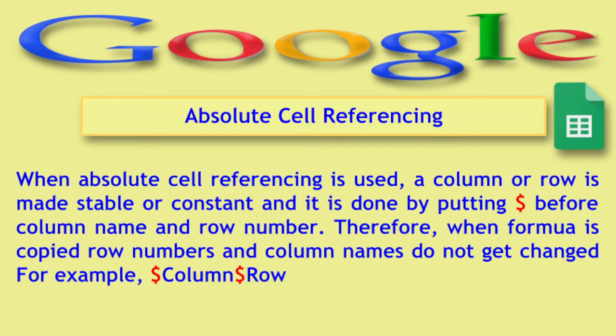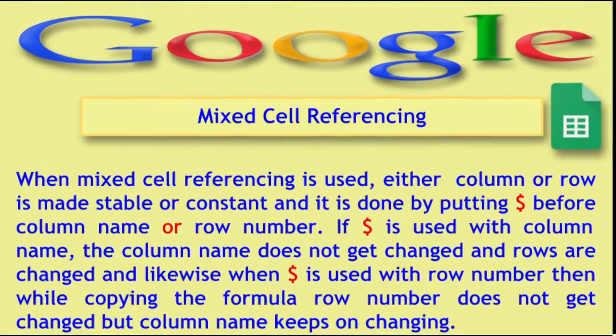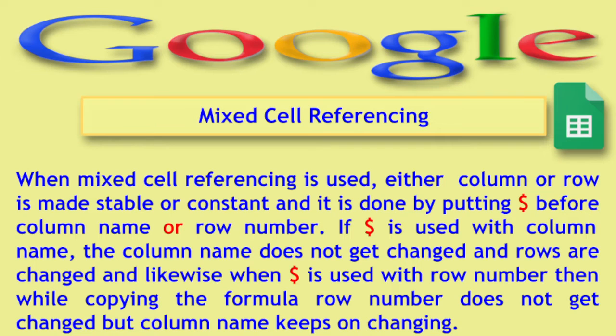And the third kind of formula is the mixed cell formula, which means one of the addresses, either row or column, should be absolute, meaning static. Whichever you want to make static, put the dollar sign before it. In that case, the formula will become a mixed reference cell formula.